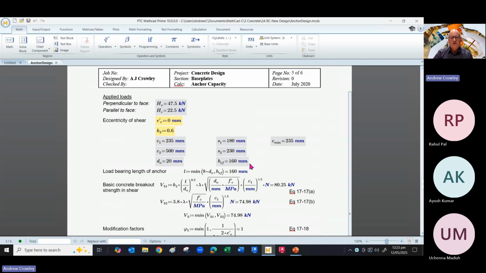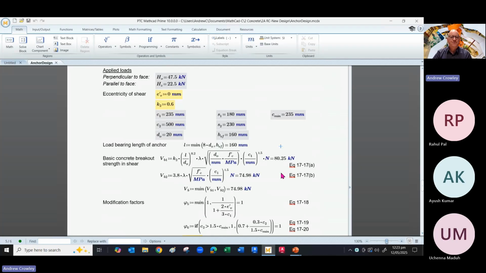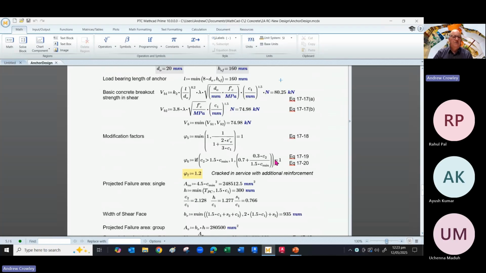So we've chosen a 160 embedment bolt diameter. Now, there is a maximum load-bearing length of the anchor limited by the code as 8 diameters, which may mean you need a larger bolt than you would otherwise assume. This gives us a concrete breakout strength in shear of 80 kilonewtons.